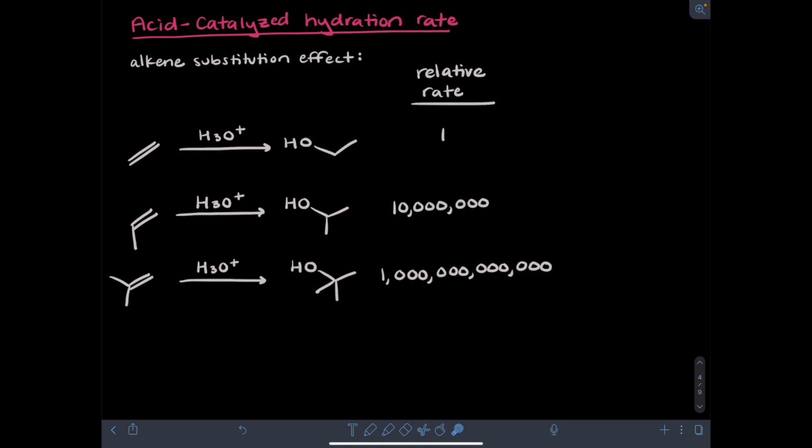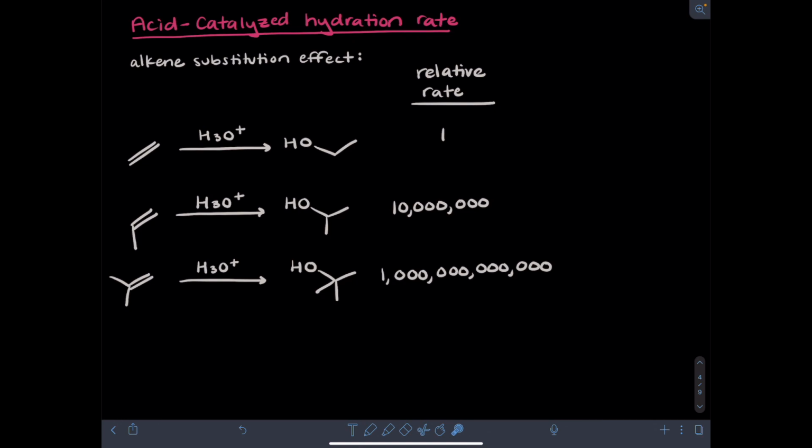Interestingly, these reactions have wildly different reaction rates. Having a single methyl group on the alkene makes this acid-catalyzed hydration reaction 10 million times faster. If you add a second methyl group to the alkene, the rate compared to the unsubstituted alkene is that it proceeds 1 trillion times faster.